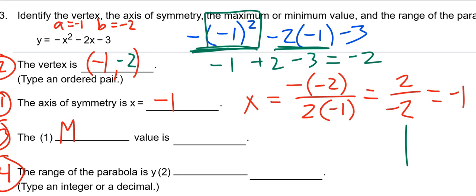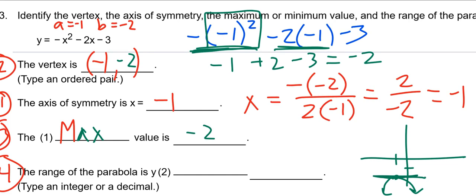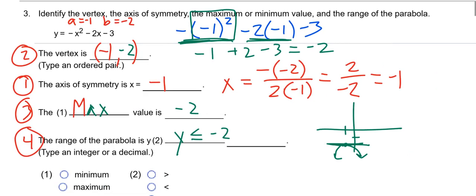Now, if I look at a picture of this, and I find negative 1, negative 2, does this thing open up or open down? It opens down, doesn't it? That's a max. And what is that maximum value? Negative 2. So that means y is less than or equal to or greater than or equal to? Less than or equal to negative 2. The picture helps me identify that information.